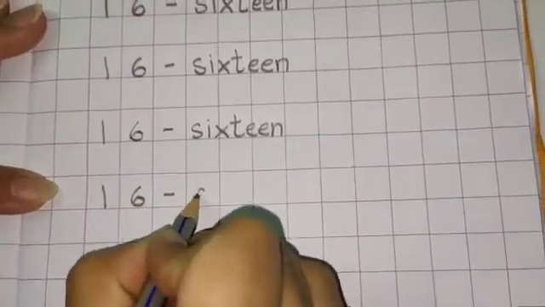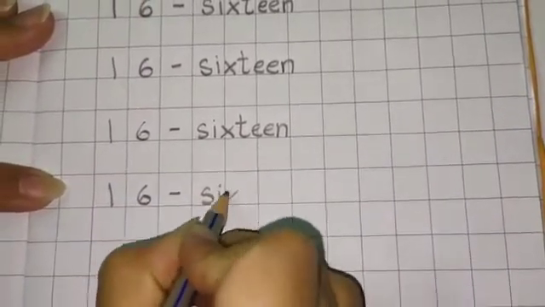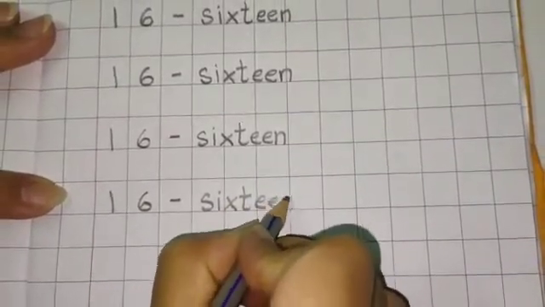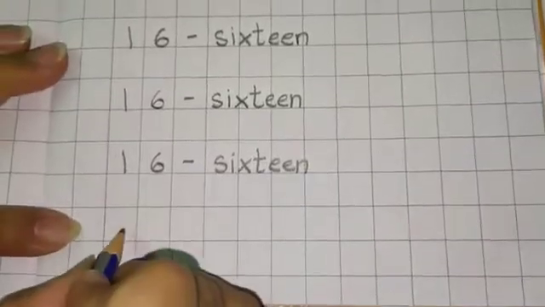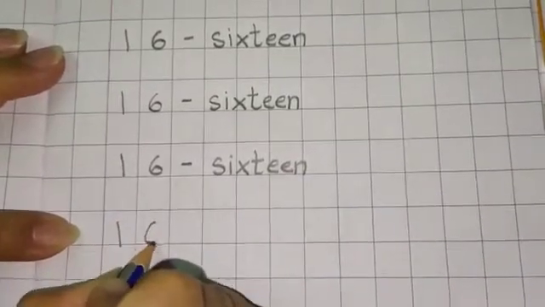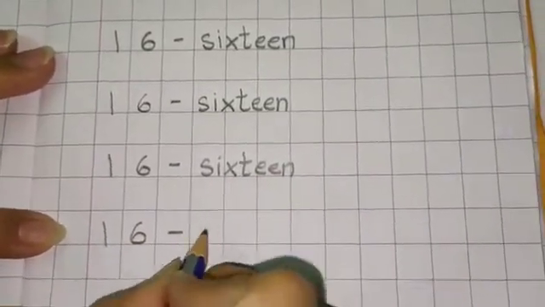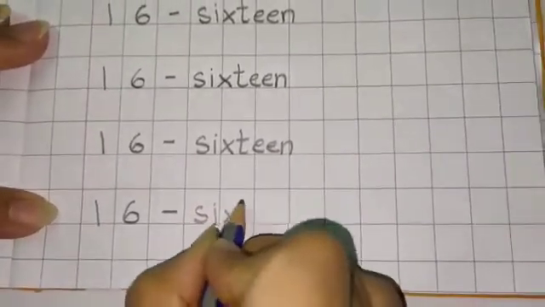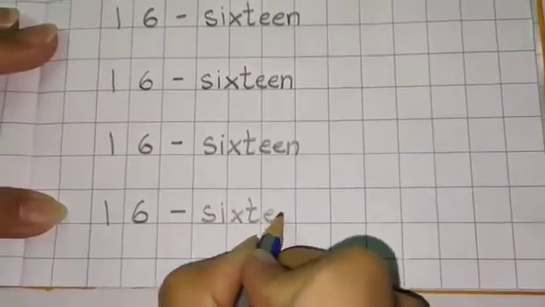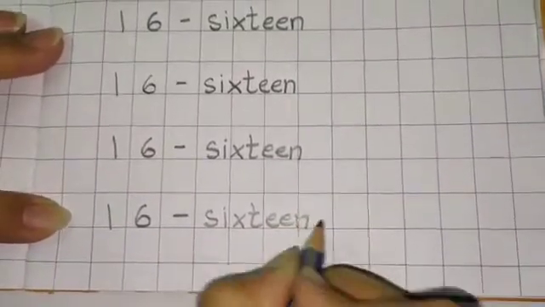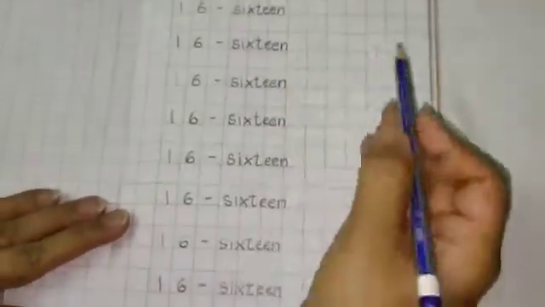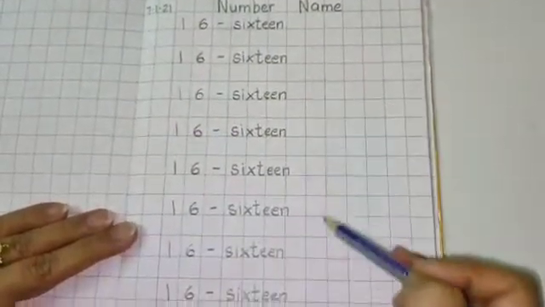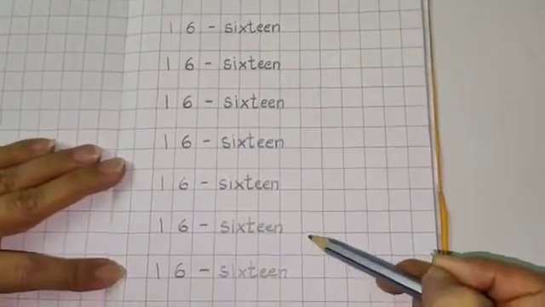S I X T double E N, 16. Once more, children. 16 dash, SIXTEEN, 16. So children, you will write number name 16 with the date and you will write it in this format the way I have written.